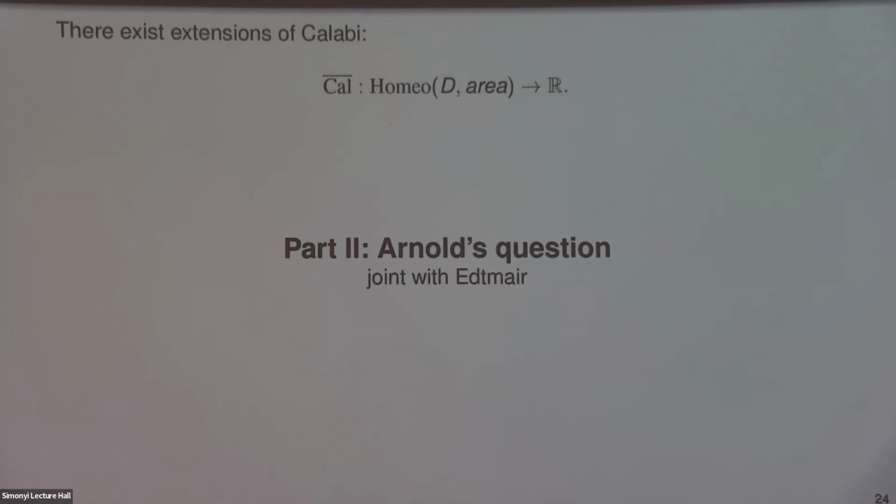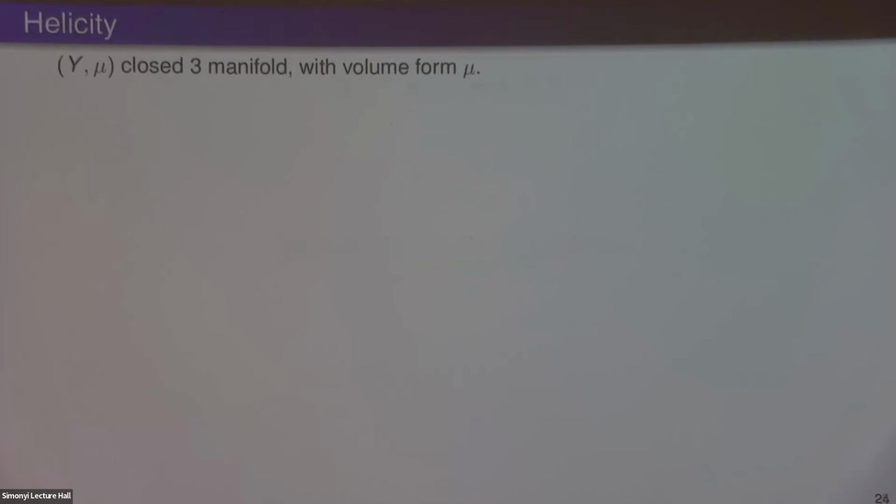Okay. So now, Arnold's question, so now we're going to change gears and go to dimension 3. Arnold's question concerns a quantity associated to volume-preserving vector fields called helicity. It is defined in the following way. Consider a closed three-manifold equipped with a volume form, which from this point onward I will denote by the letter mu. And for the sake of simplicity, I'm going to assume that the three-manifold is the three-sphere. This assumption is just to make my life simpler here.